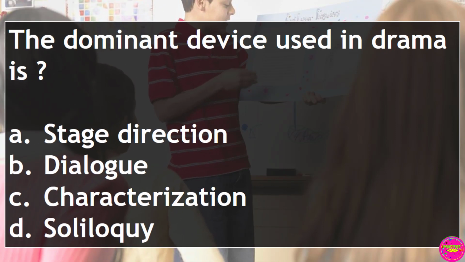The dominant device used in drama is A. Stage direction, B. Dialogue, C. Characterization, D. Soliloquy. The correct answer to this question is B. Dialogue.